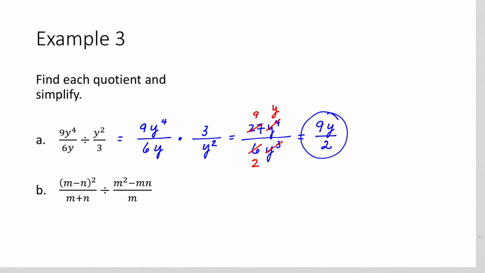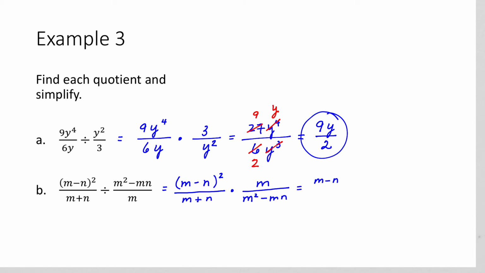Okay. In part B, we've got some factoring to do. Not a whole lot here. So I have m minus n, quantity squared, over m plus n. And I'm going to change this into multiply. And I have an m in the numerator and m squared minus m times n in the denominator. So if you want to, at that point, you could do your factoring at the same time that you're flipping. It's just your personal preference.